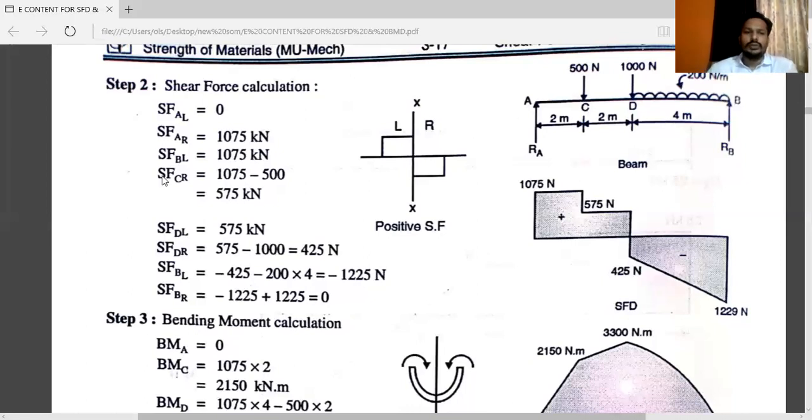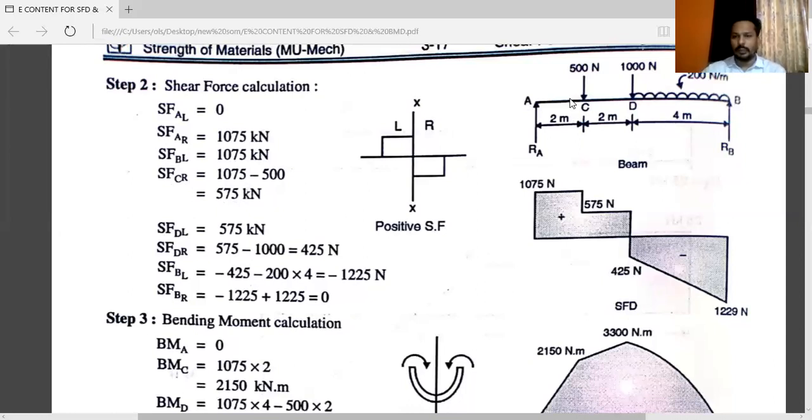Next, shear force at point C just to the right. See the cursor location. Just to the right, cursor is here. Now consider all the forces left to the section. RA is moving upward. 500 Newton is moving downward. So positive 1075 minus 500, you will get answer 575 Newton. All the values are given in Newton, so answer will be in Newton. Do the necessary corrections.